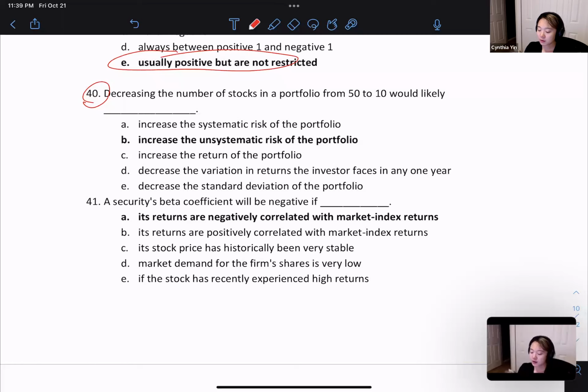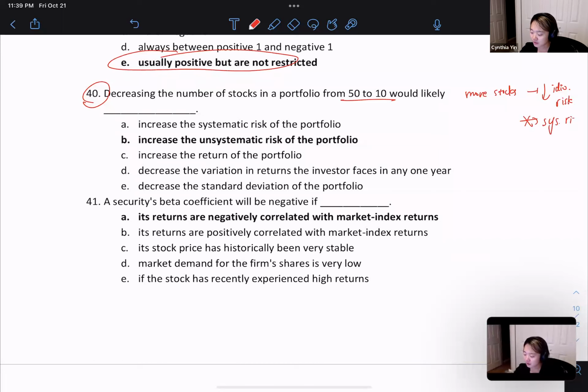40, decreasing the number of stocks from 50 to 10 would likely what? So remember, the more stocks you have, the lower the idiosyncratic risk, and eventually you can cancel out that one. But it does not affect systematic risk at all.